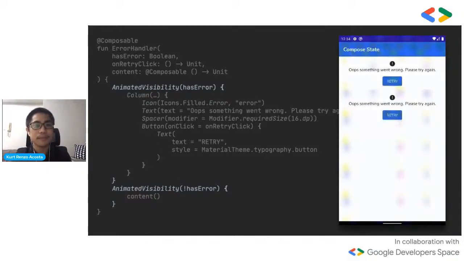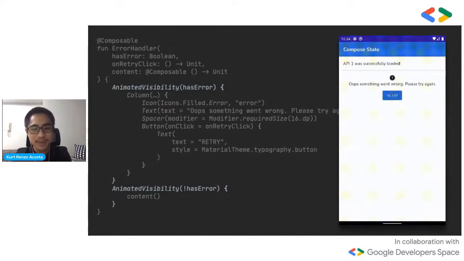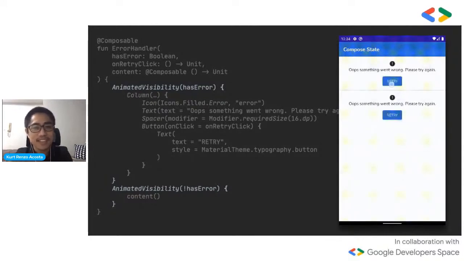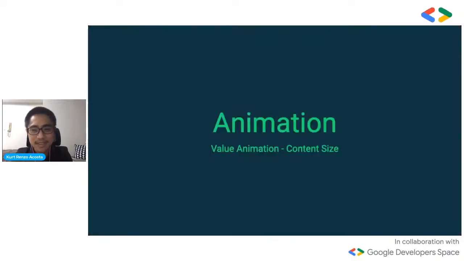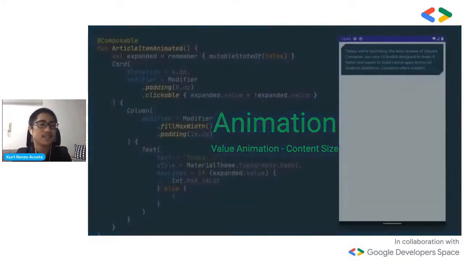So here's how it looks like. So there we go. You can see there's some animation happening, right? And I didn't have to worry about a lot of stuff. I just had to change my if statements to this animated visibility statement. So it's pretty neat. And another thing I wanted to show is this. We can animate content size. If you're into expandable views, it's pretty good.